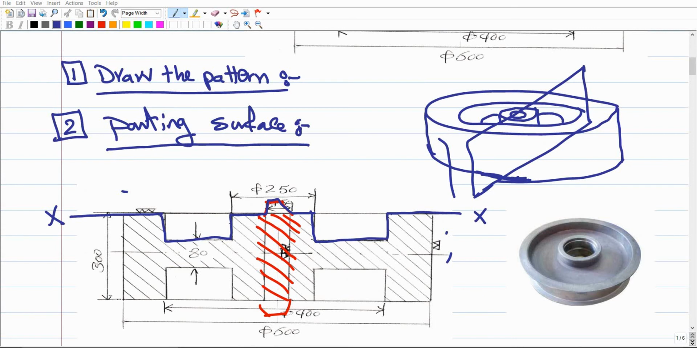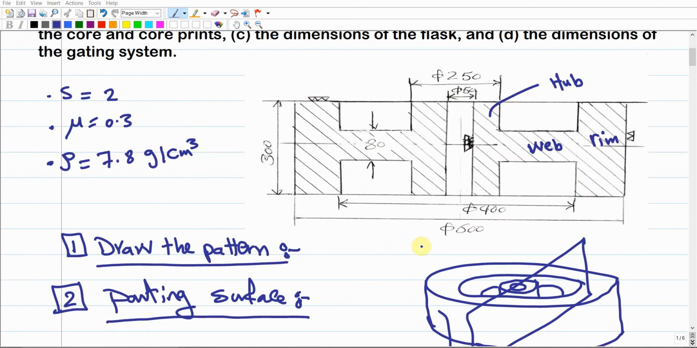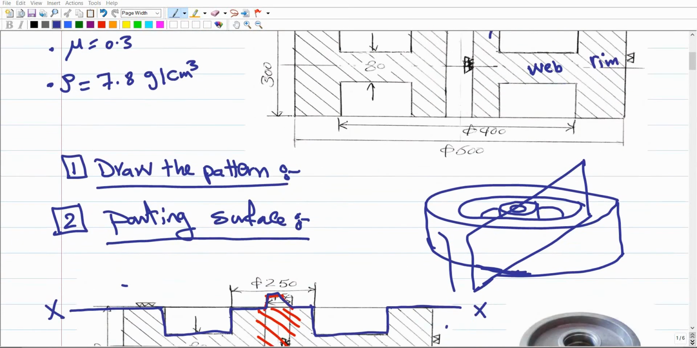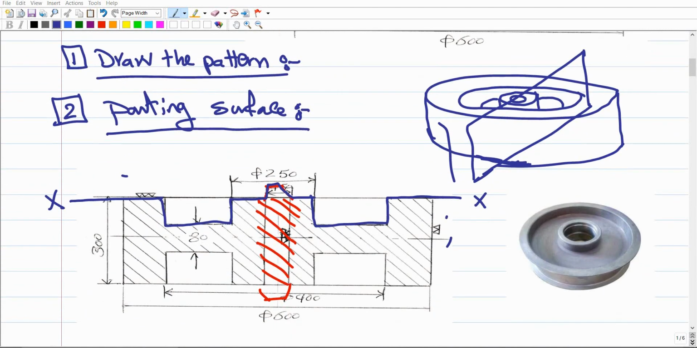Directly you can come up with the shape of the pattern, the tentative design of the pattern, which should be identical to the final product, except if you do have any opening, just add core prints. Very simple. This is going to give us the pattern shape directly. Then by investigating the pattern shape very quickly, you can come up with the parting surface, then look at the parting surface. That's it for the first two steps, which shouldn't take more than 1 or 2 minutes at maximum to come up with the parting surface and the shape of the pattern.